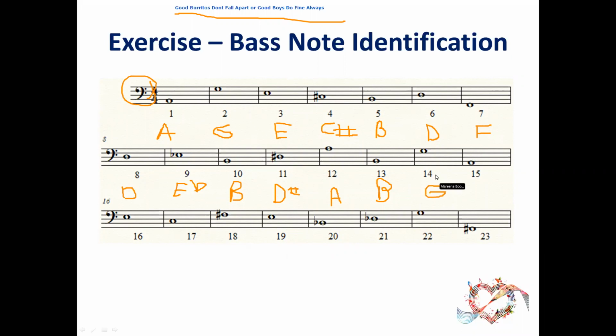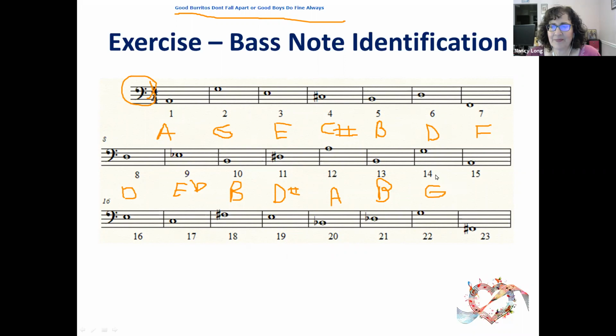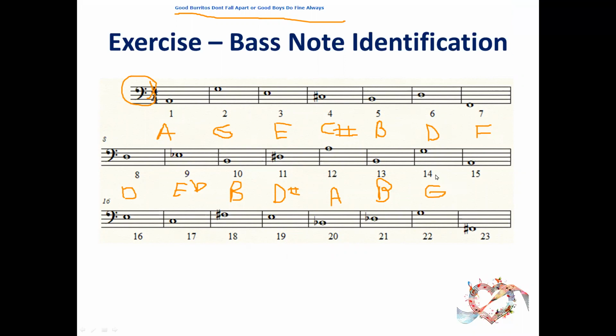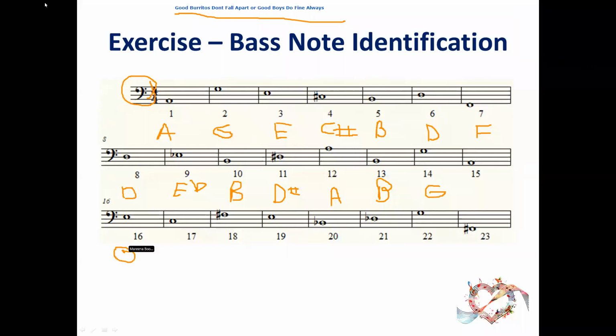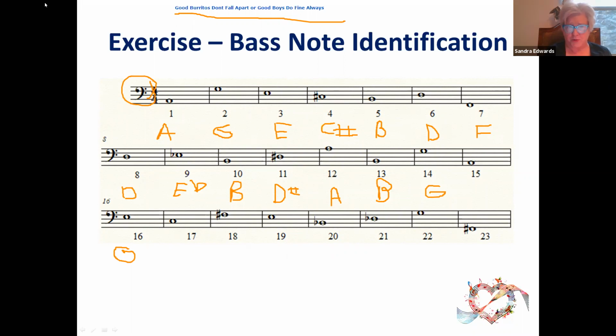Good job. Good job, folks. Sandra, do a couple for us, will you? You have to unmute yourself. 15 would be... 16 would be G. Good. That was a couple. I don't do any more than a couple. I'm a union person.